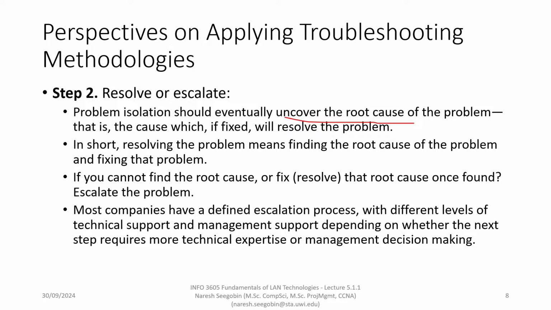So problem isolation should eventually uncover the root cause of the problem. Right? The cause which, if fixed, will resolve the problem. Level 1 means finding the root cause and fixing it. If you can't find the root cause or fix that root cause once found, you will escalate. So in your case with your modem at home, they will tell you to power cycle, plug back in, it normally gets an update and you're good. You get internet access, you're happy. So that solved the problem and you're done.